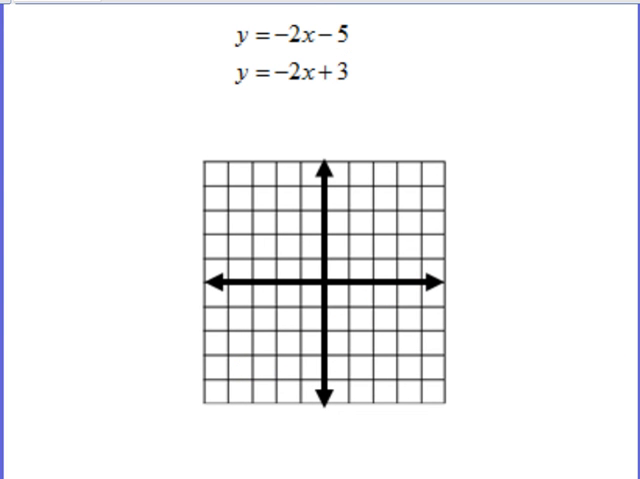There is a third example. I'm doing the same thing. I'm going to graph them and find where they cross. So first equation, negative 2x minus 5. So I have negative 5. And then if I were to go down to the right one, I would be off the grid.